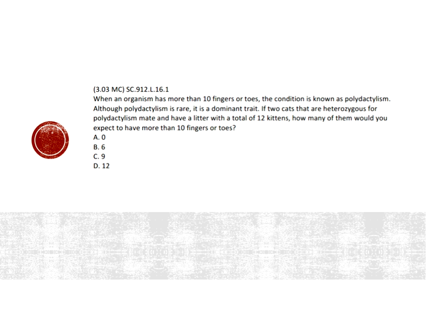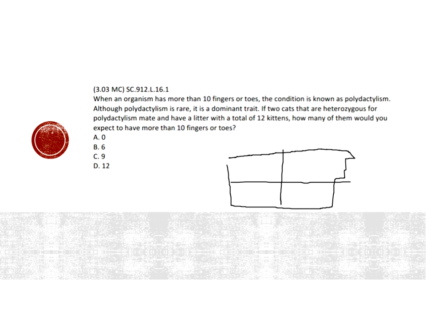So if two cats that are heterozygous for polydactylism mate and have a litter with a total of 12 kittens, how many of them would you expect to have more than 10 fingers or toes? So we have to do the Punnett square here so we can see what the percentage is. I got a couple of you already saying C. Let's just double check this just to make sure.